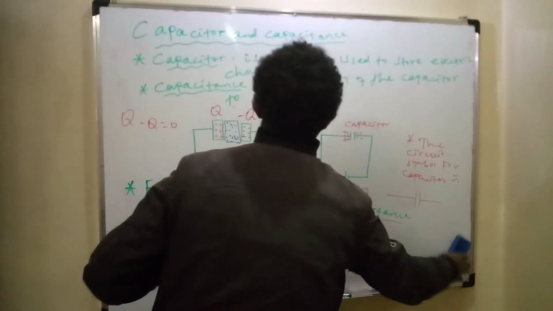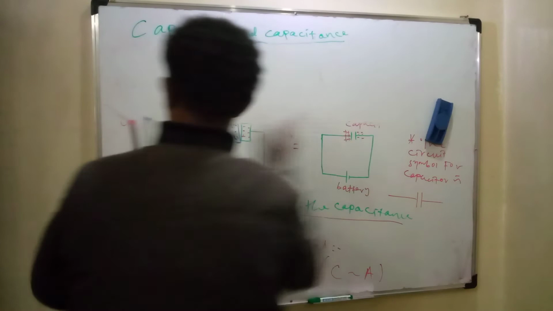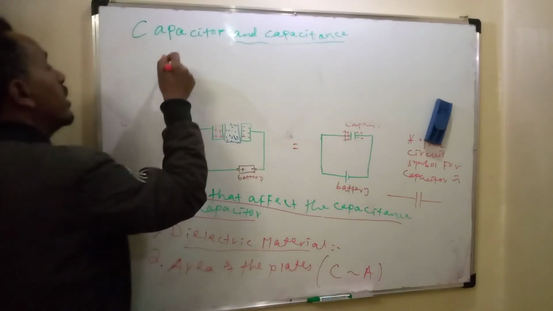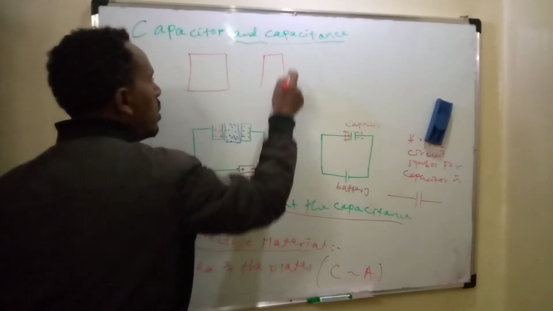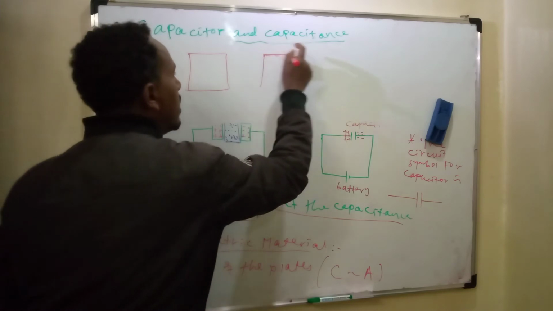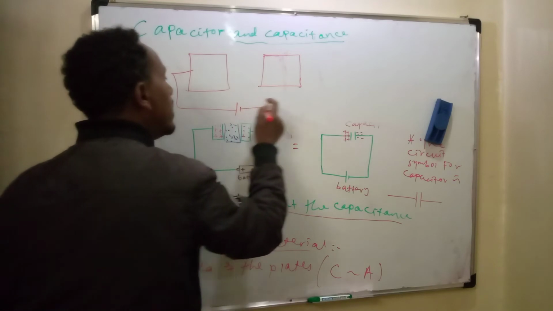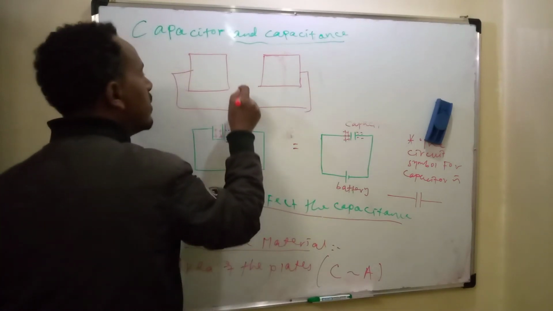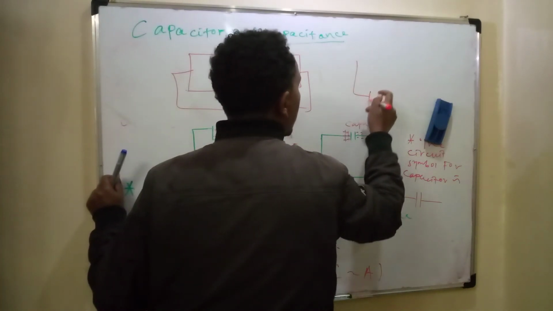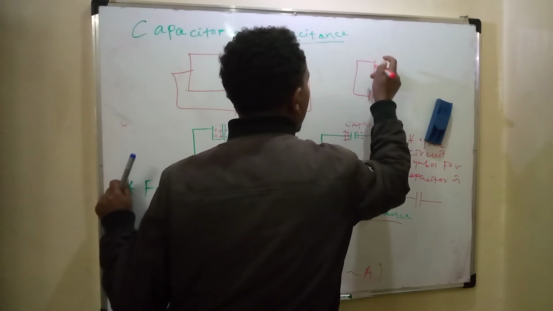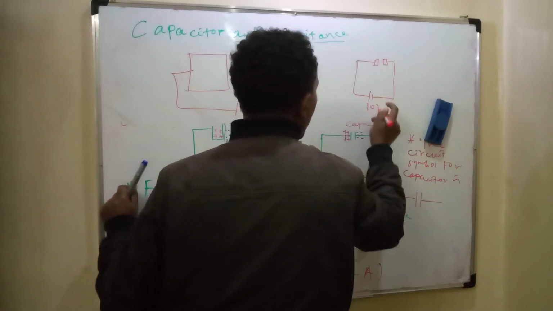For example, consider these two circuits. Circuit 1: the capacitor plates are arranged in parallel, just like this. Here, the same battery. Let's say this is 10 volt. Now, another circuit with small plates, just like this. This is 10 volt.